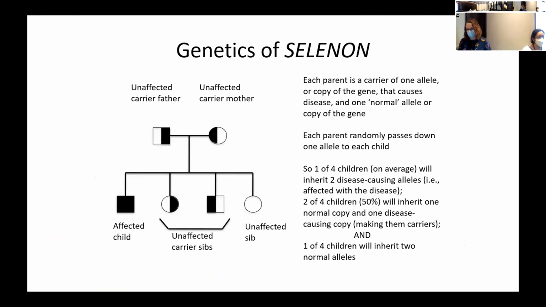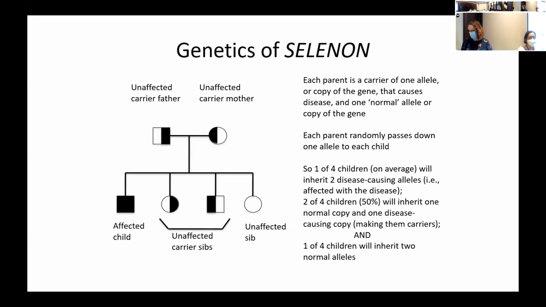There we go. Perfect. So this is like the only real science part of the presentation, and I'm trying to keep it as basic as possible. And this should be intuitive to your experience as well, having lived with this. So we call SELENON-related myopathy an autosomal recessive disease, meaning that generally, with some exceptions, you have an unaffected father and unaffected mother who are both carriers. And then each parent randomly passes on either the normal copy or the disease-causing copy to their children.